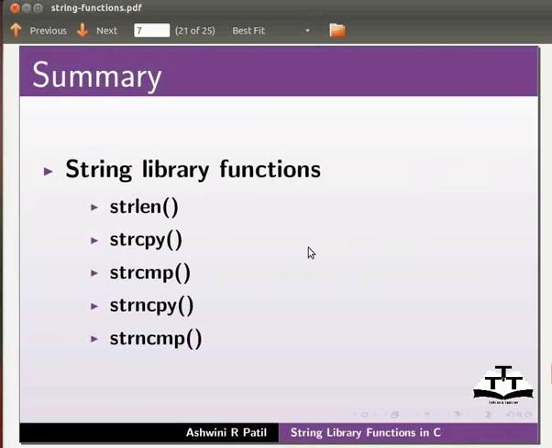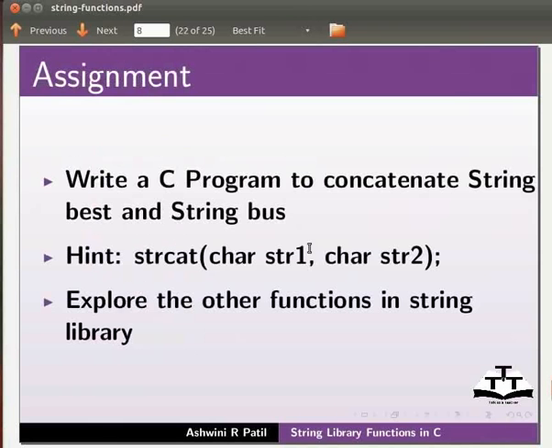Let us summarize. In this tutorial we learned string library functions strlen, strcpy, strcmp, strncpy and strncmp. As an assignment, write a C program to concatenate string best and string bus. Hint: strcat(char *str1, char *str2). Also explore the other functions in string library.